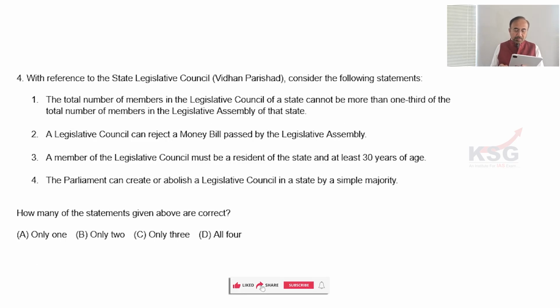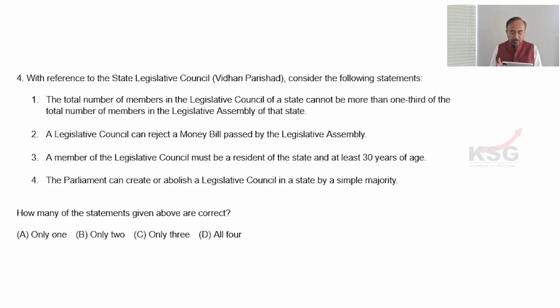Question number four. With reference to State Legislative Council, Vidhan Parishad, consider the following statements. First, the total number of members of the Legislative Council of a state cannot be more than one third of the total members in the Legislative Assembly of that state. Second, a Legislative Council can reject a money bill passed by the Legislative Assembly. Third, a member of the Legislative Council must be a resident of the state and at least 30 years of age. Fourth, the Parliament can create or abolish a Legislative Council in a state by a simple majority. How many of the statements are correct?